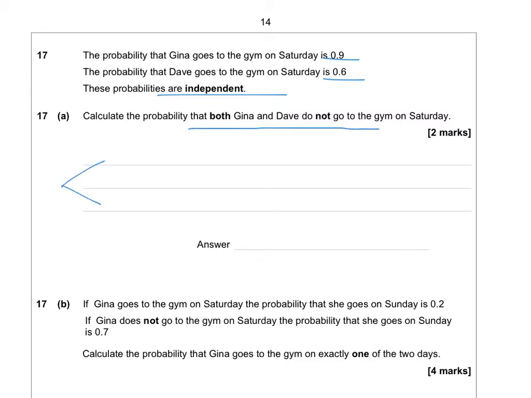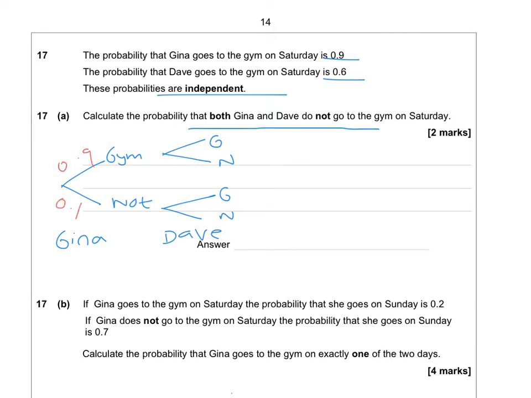We're going to draw a quick tree diagram. The first set of branches represents Gina. She either goes to the gym or she doesn't go to the gym. The next set of branches represents Dave. For Gina, the probability she goes to the gym is 0.9, so the probability that she doesn't go to the gym is 0.1. For Dave, the probabilities are 0.6 for going to the gym and then 0.4 for not going to the gym, and these probabilities are independent of Gina's probabilities.